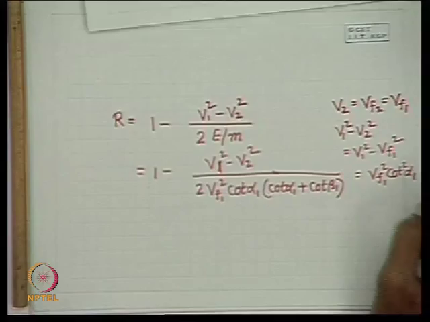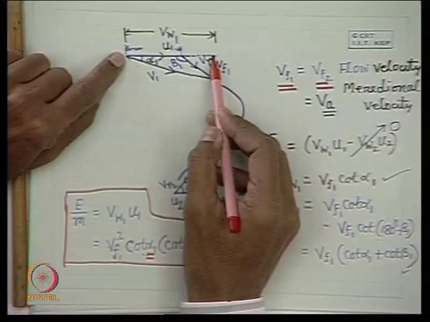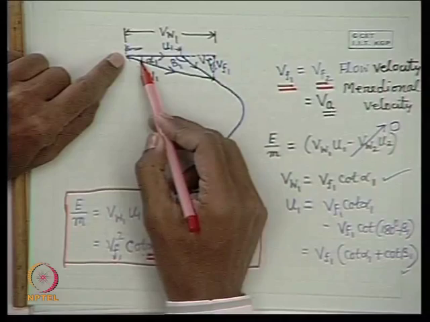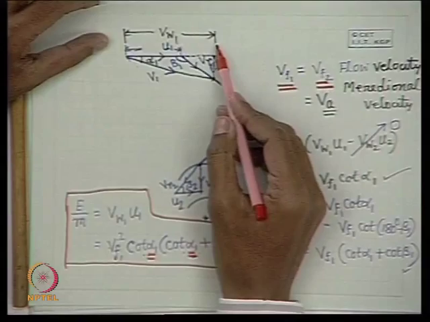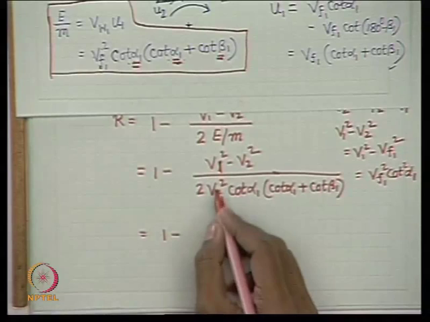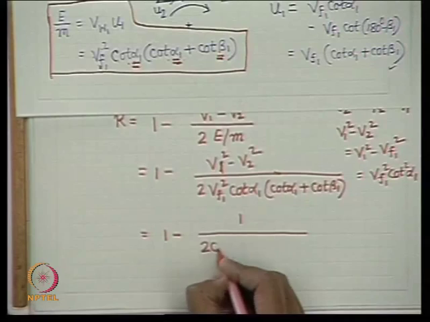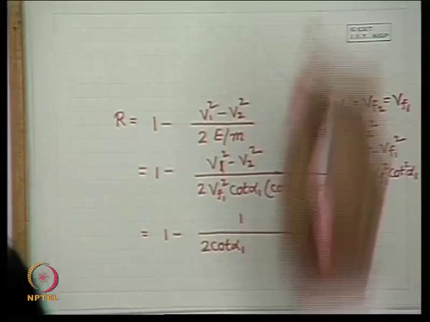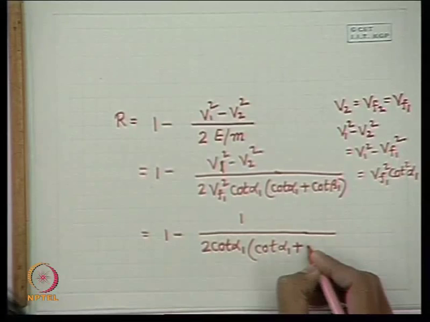Why? Because from this diagram, V1 square minus VF1 square is VW1 square, and VW1 is VF1 cot alpha. So we can write that VW1 square is VF1 square cot square alpha 1. So simply we can write 1 minus VF1 square will cancel out, 1 by 2 cot alpha 1. These are simple algebraic steps only.